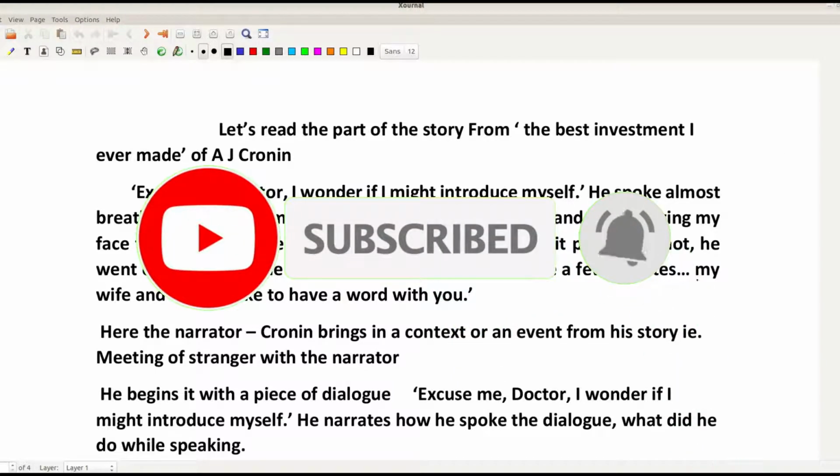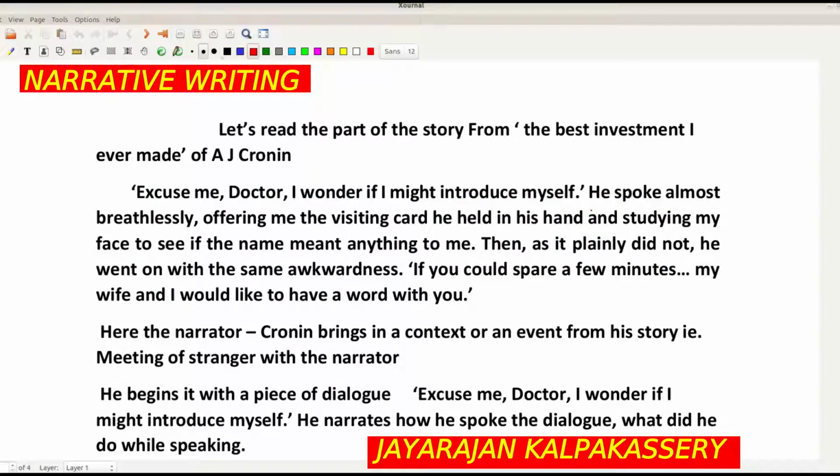Let's read the part of the story from The Best Investment I Ever Made. Excuse me, doctor, I wonder if I might introduce myself. He spoke almost breathlessly, offering me the visiting card he held in his hand and studying my face to see if the name meant anything to me. Then, as it plainly did not, he went on with the same awkwardness. If you could spare a few minutes, my wife and I would like to have a word with you.